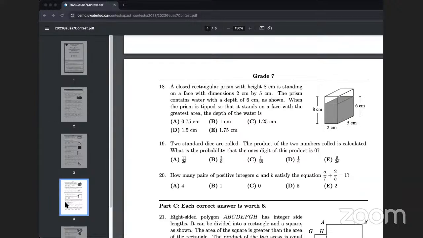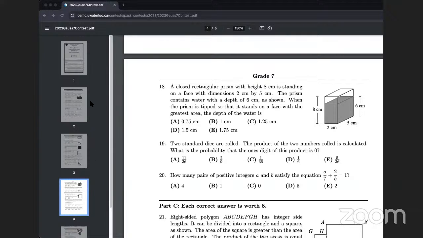All right. Question 19. Two standard dice. The product of the two numbers rolled is calculated. What's the probability that one of the digits is 0? So how many numbers are on a dice? There's 6 sides on the dice. If there's 2, then there's 36 outcomes because 6 times 6. Yes, so 36.